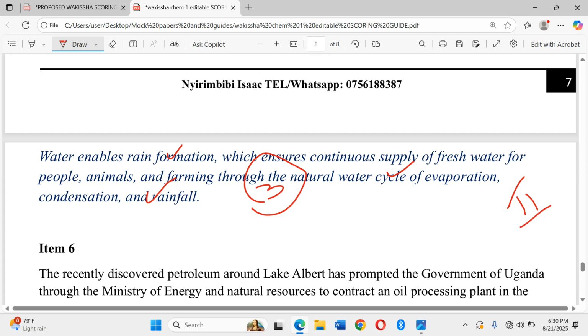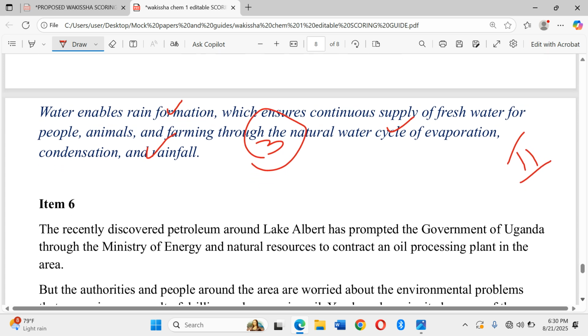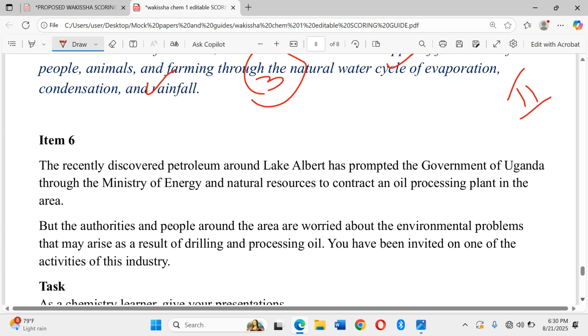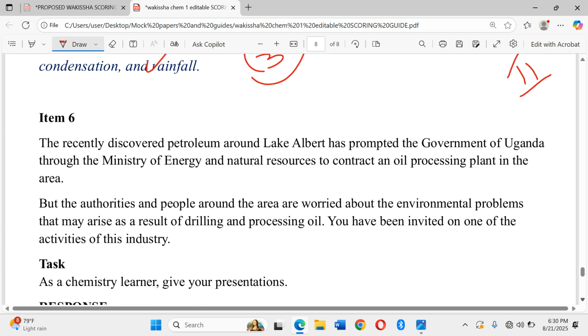What about item 4 and 3? We said they can also give you a maximum of 11 scores. So you're going to try out this one. Try it out wherever you are, and then before you go to the last part, first try it out.